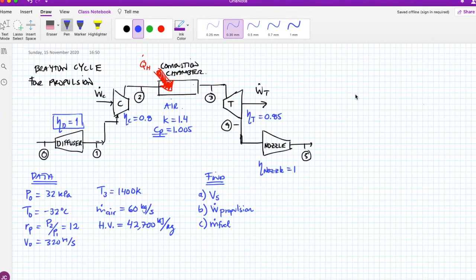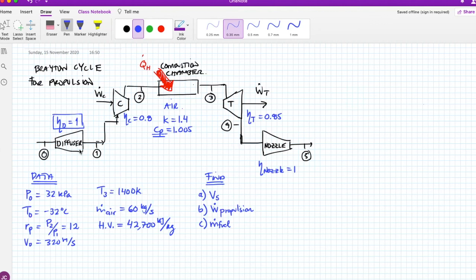Well, these are the differences; look at the states first. I have put here state 0, 1, 2, 3, 4, and 5. Now look at the compressor. We still have the compressor. We still have the combustion chamber and the turbine. But now we have two more elements, which is the diffuser at the entrance, before the compressor, and we have the nozzle at the end of the cycle.